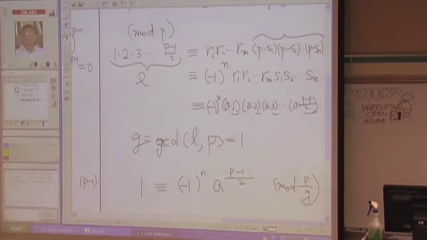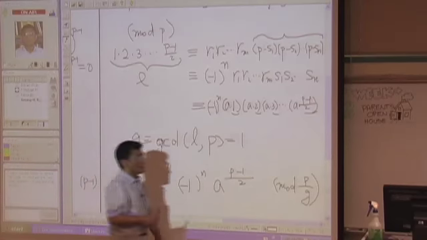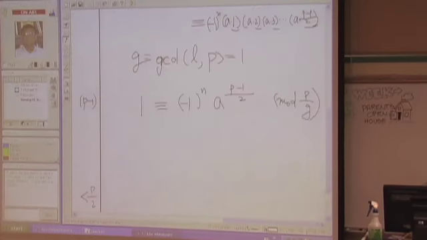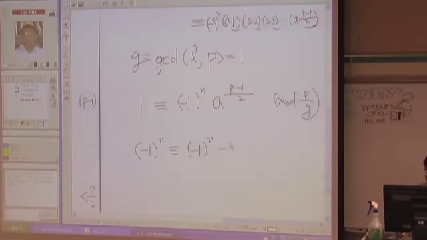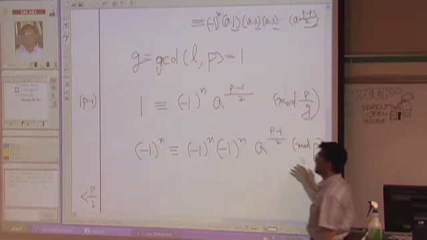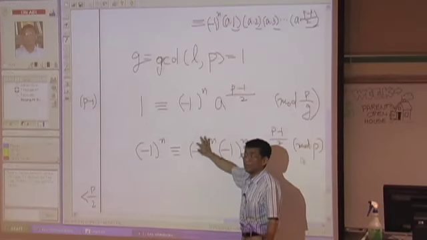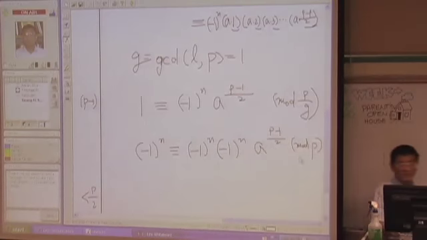So essentially, if we multiply both sides by negative 1 to the power of n, what happens? The right side becomes negative 1 to the power of n, and then negative 1 to the power of n, A to the power of this, and then mod P over G, G is 1, so mod P. Then as you can see, negative 1 to the power of n multiplied twice is positive no matter what. So we can remove this.